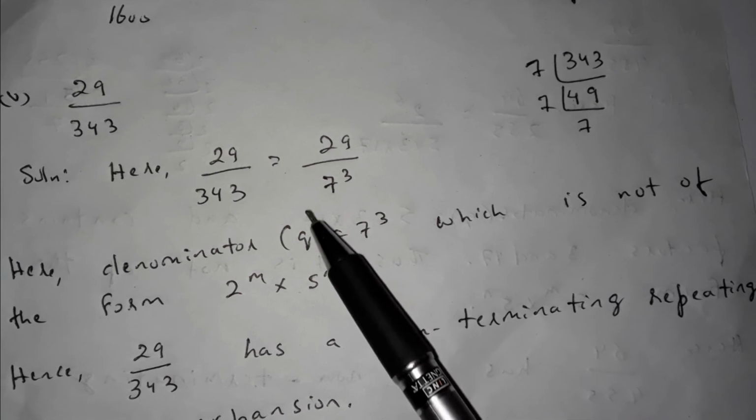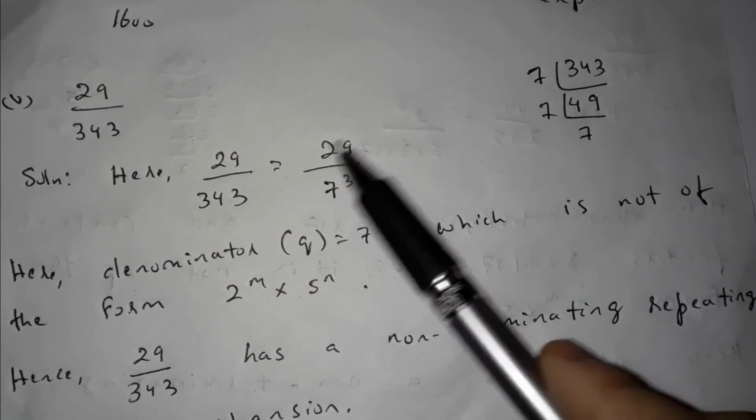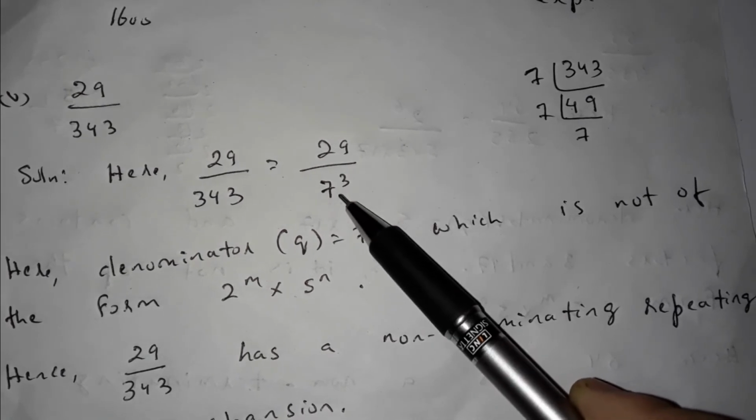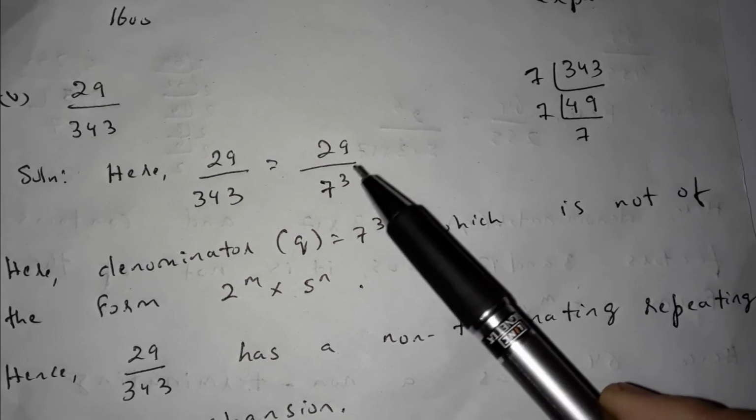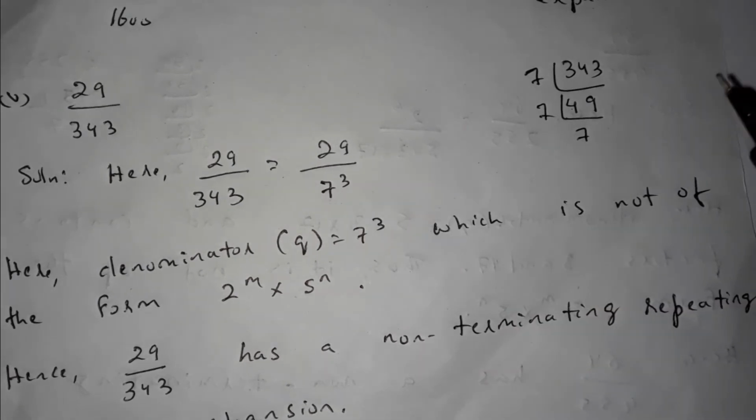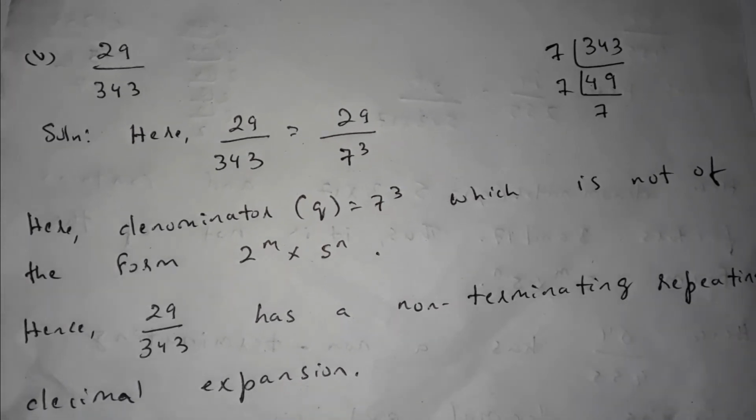Okay, because there's no 2 here, there's no 5 here, and 29 is a prime number, so don't care about the numerator, only the denominator. It has 7, no 2, no 5. So even if it has 2 or 5, because of the existence of 7, it will still be a non-terminating repeating decimal expansion. Okay, so that is number 5.